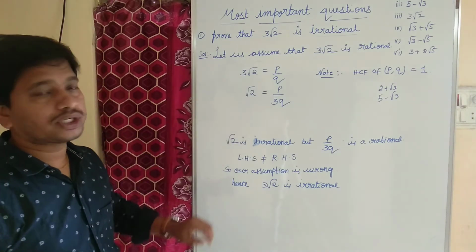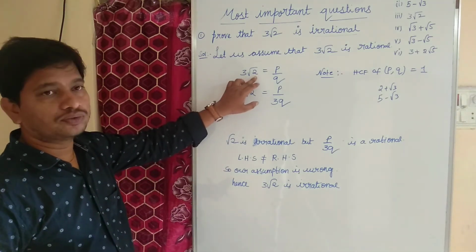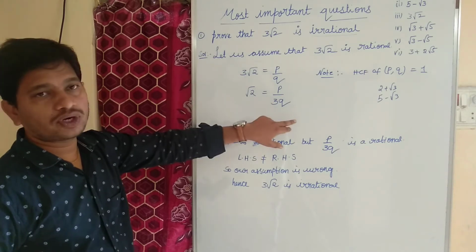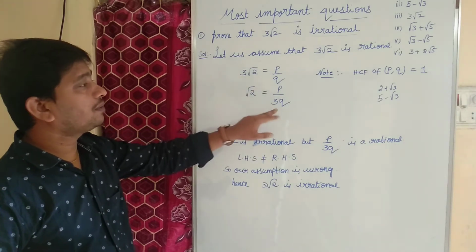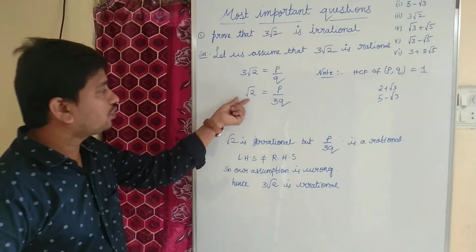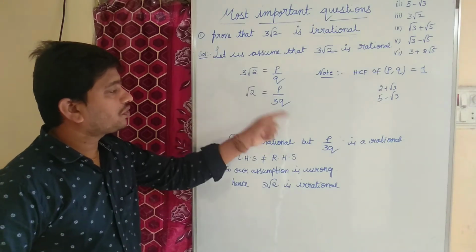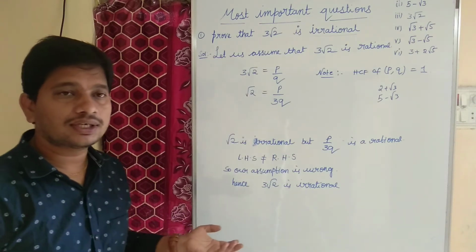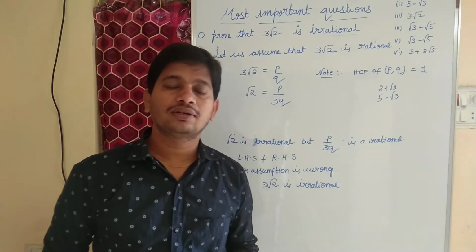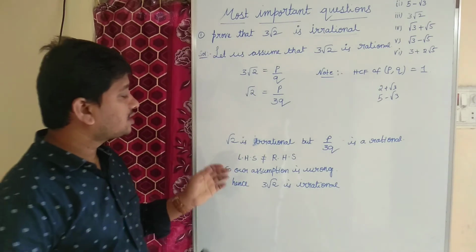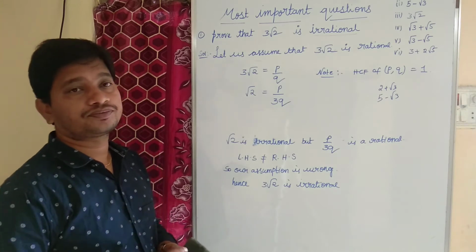So this is a simple question. Nothing is there: 3 into root 2. Here 3 is multiplying. If you transpose that side, root 2 equals p/3q. Here root 2 is irrational, but p/3q is rational. I mean rational is not equal to irrational. So our assumption is wrong. Hence 3 root 2 is irrational.